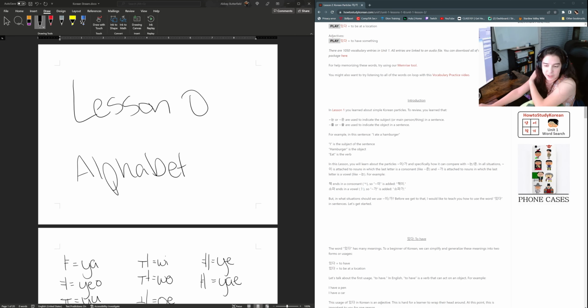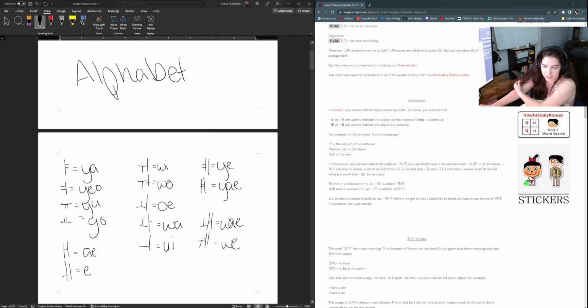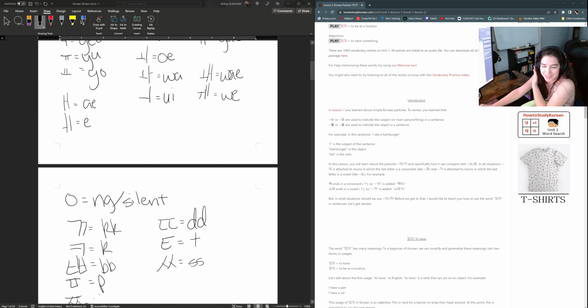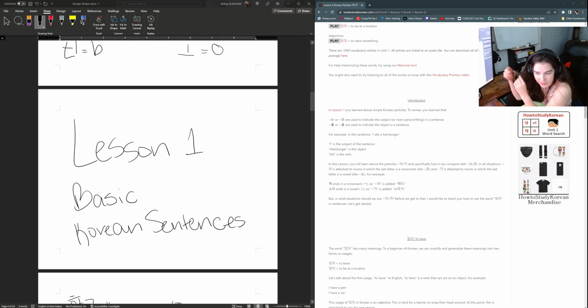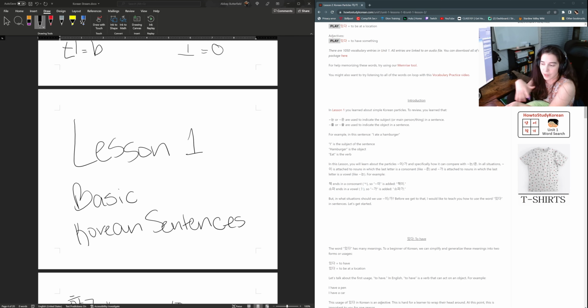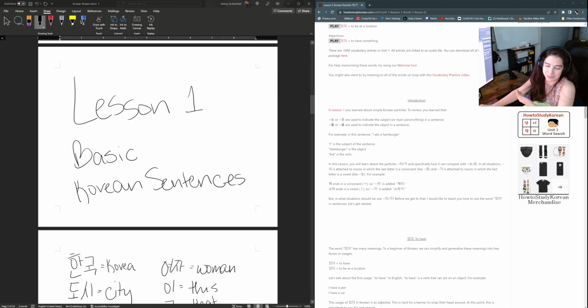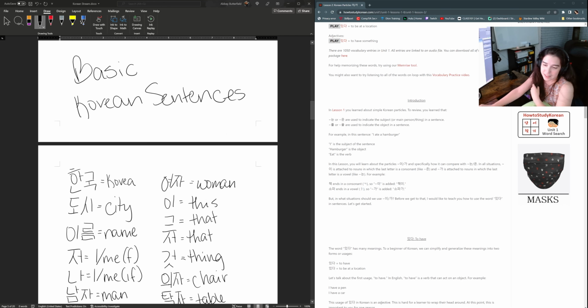So it's up there. We have lesson zero where we learn the alphabet, which we'll be using, so I'll just skip right over that. And then lesson one, which is the lesson we did last week, was basic Korean sentences, as well as quite a few words that we had to learn, which I hope everyone was learning. I was relearning them realistically.